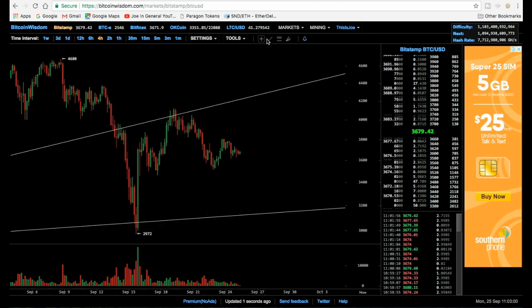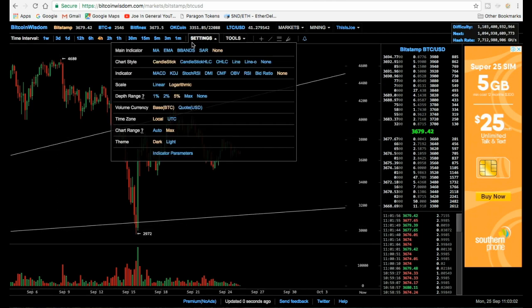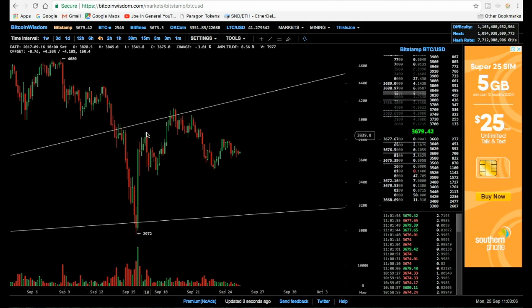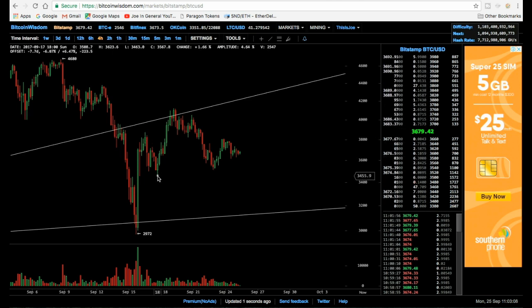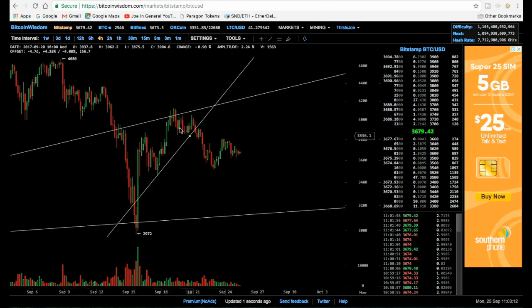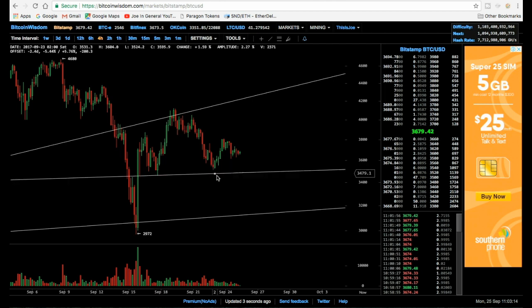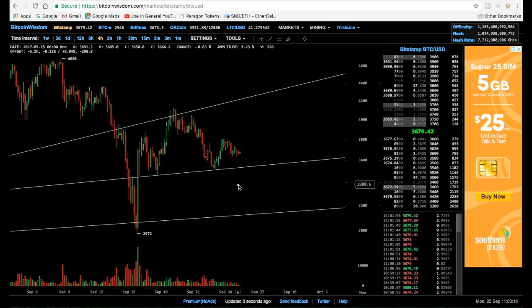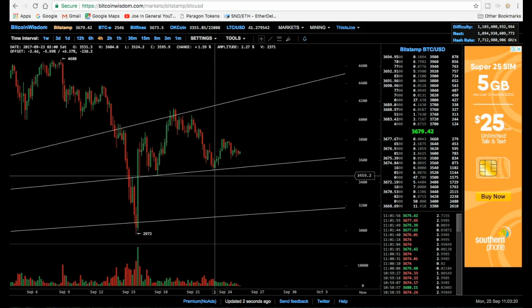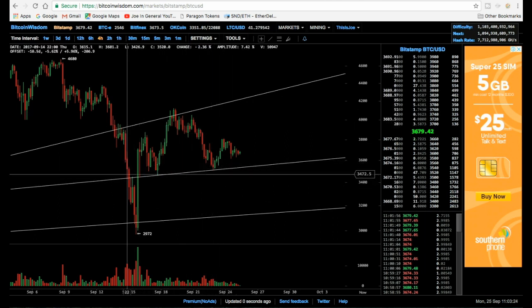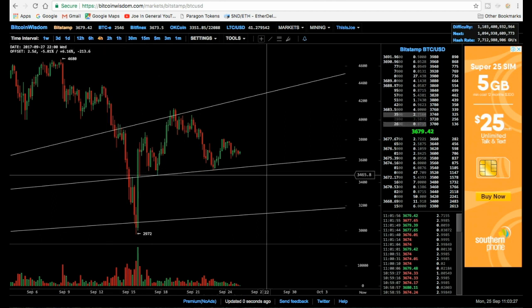So what you do to get the neckline, we'll just go right here, put that on, and you take the low of the left shoulder, so that would be right here, and you match it up with the low from the decline off the head, so right here. Right, so as you can see, this forms the neckline. And again, as I said, it doesn't have to be symmetrical, right? So it can come down, it doesn't have to be a straight, horizontal line.